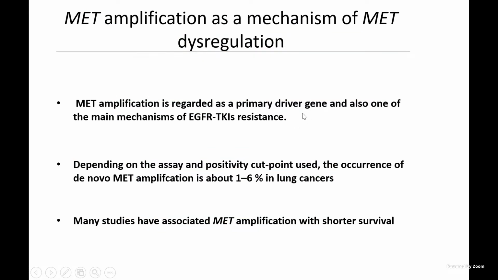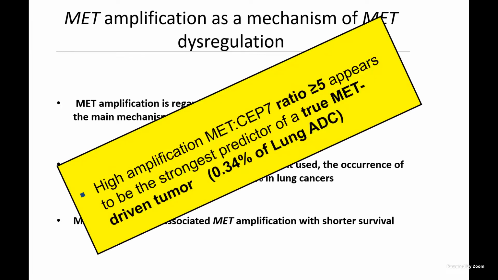MET amplification is also a mechanism for MET dysregulation. The amplification is regarded as a primary driver gene and also one of the main mechanisms of EGFR TKI resistance. Depending upon the assay and the positivity cutoff point used, the occurrence of de novo MET amplification is approximately 1 to 6% in lung cancer, and many studies have associated the MET amplification with overall survival.